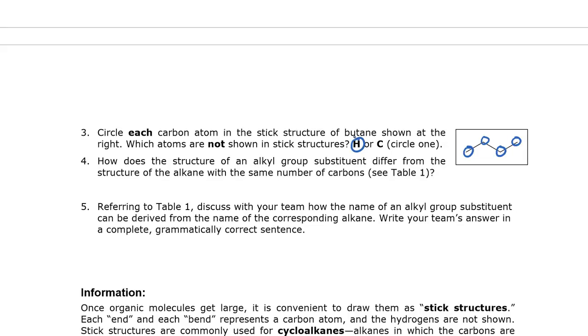Number 4. How does the structure of an alkyl group substituent differ from the structure of the alkane with the same number of carbons? See Table 1. So take a look at Table 1. Try to write a sentence that describes how the substituent is different from the alkane. Pause now. All right, did you say something like this?